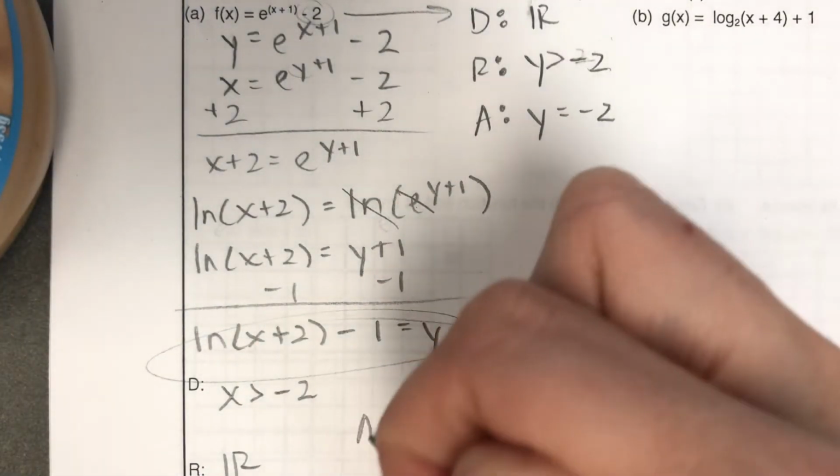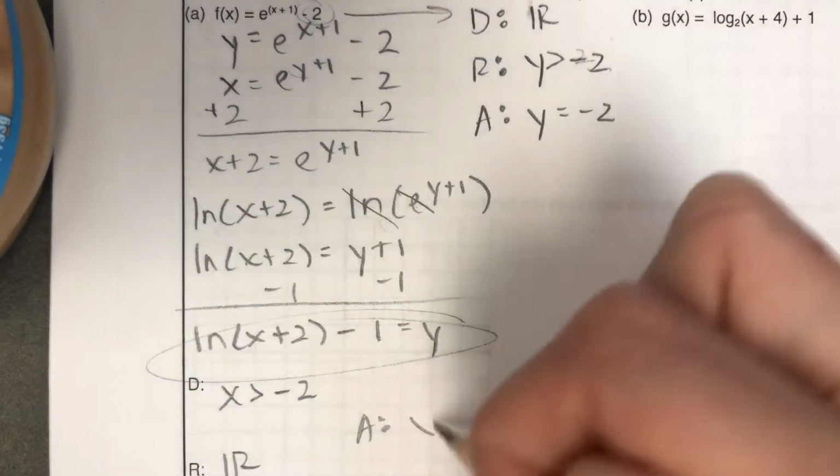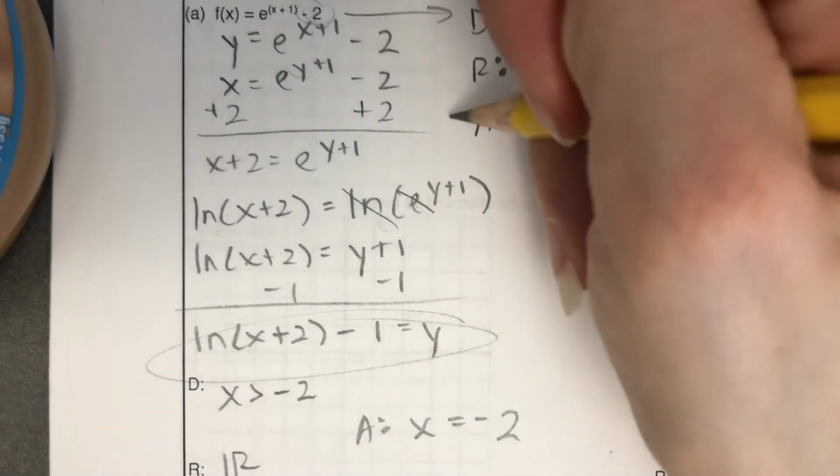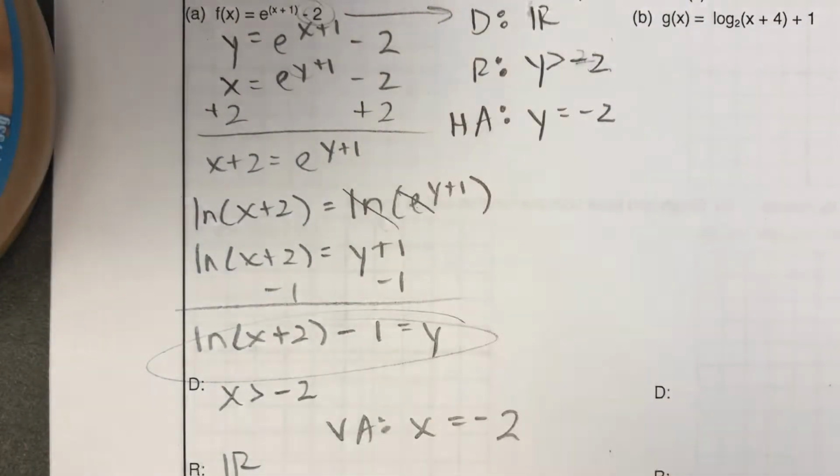And the asymptote, even though they didn't ask you for it, we can still put it in. The asymptote is going to occur at x is -2, and that's going to be a vertical asymptote. So this one's a horizontal asymptote. This one's a vertical asymptote.